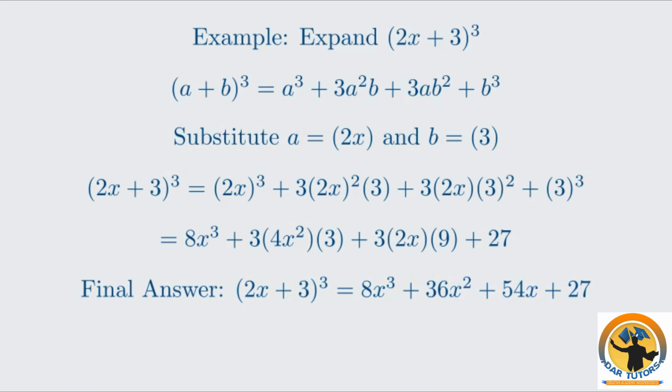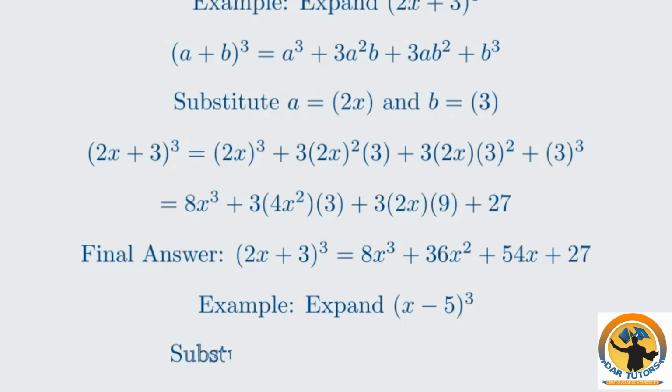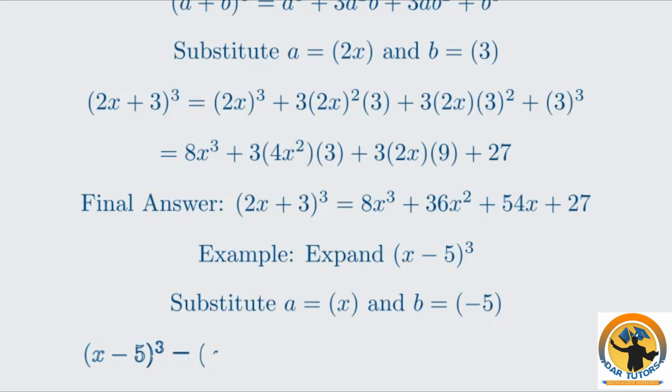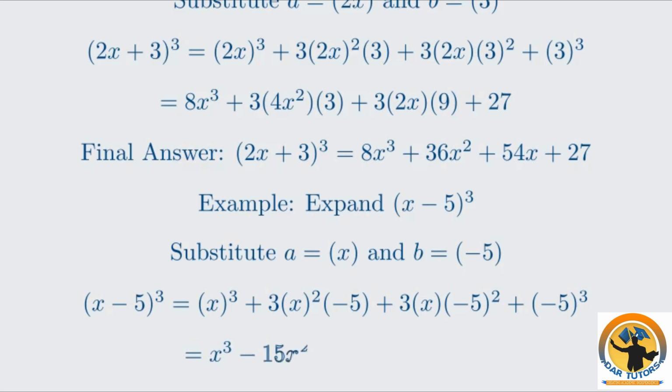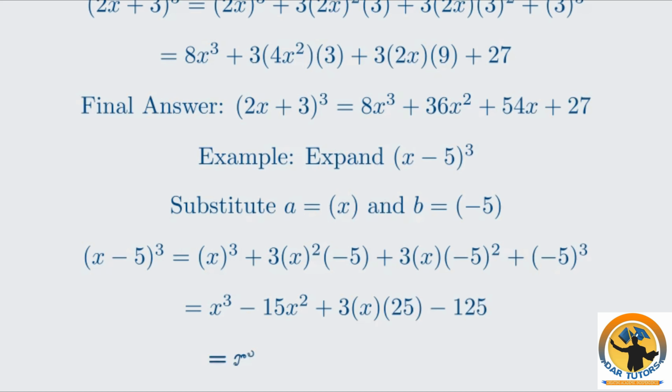Let's try another one, this time with a negative term. Expand (x - 5)^3. Here, a is x and b is minus 5. Again, the brackets are essential. Substituting these into the formula, we get x^3 + 3x^2(-5) + 3x(-5)^2 + (-5)^3. Now, let's simplify. This simplifies to x^3 - 15x^2 + 75x - 125. Notice how the negative sign on the minus 5 causes the signs of the terms to alternate.